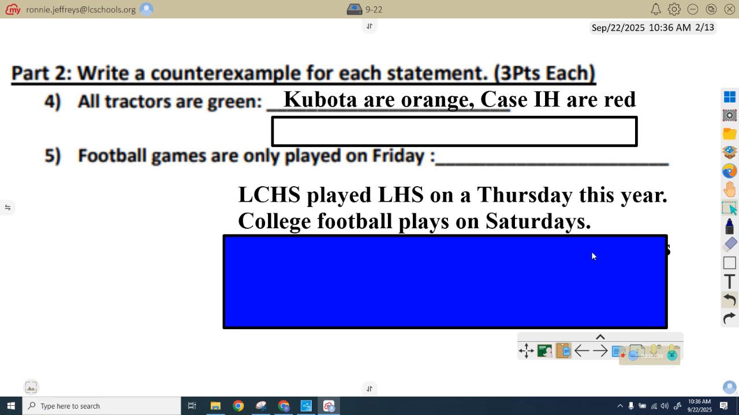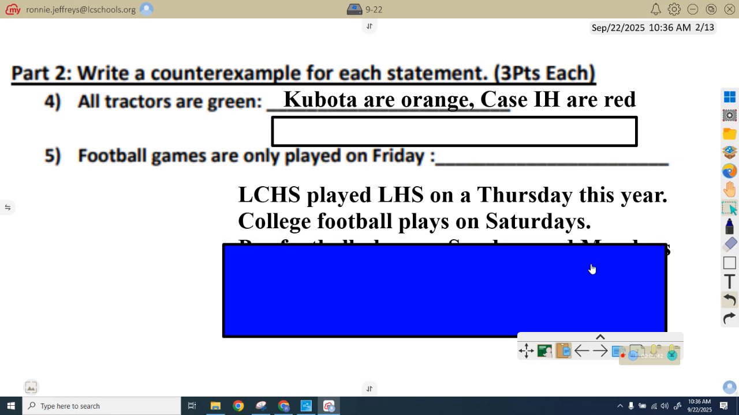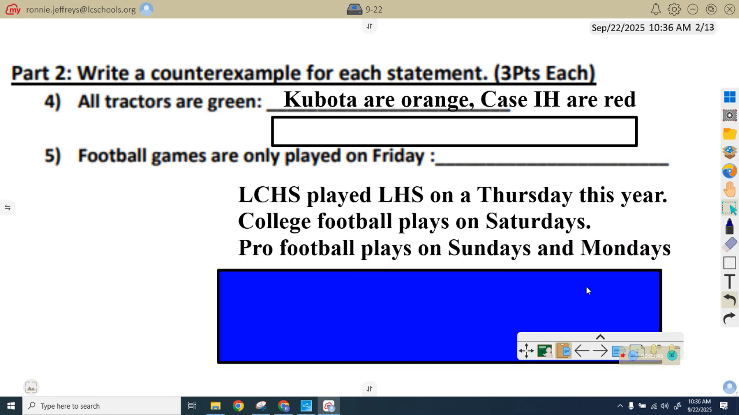Another counterexample is college football plays on Saturdays. Or pro football plays on Sundays and Mondays. Either any of those. It doesn't have to be all of them, just like one. Any questions, comments, things of that nature?